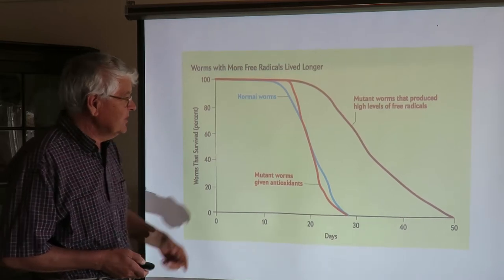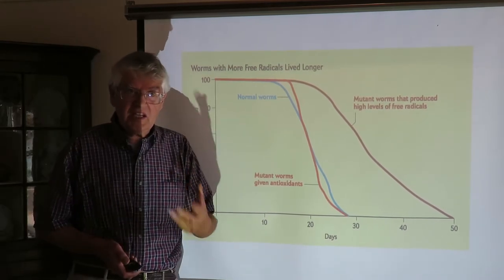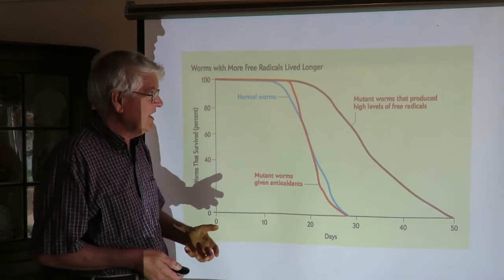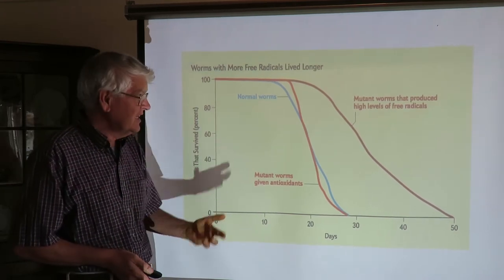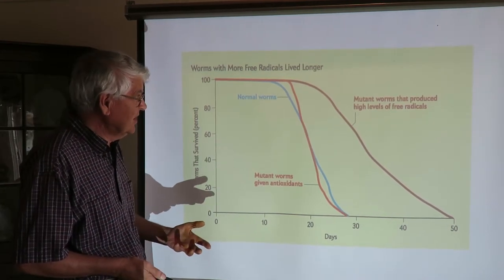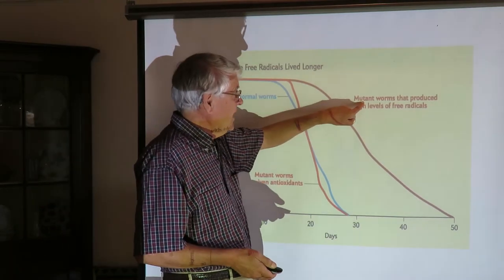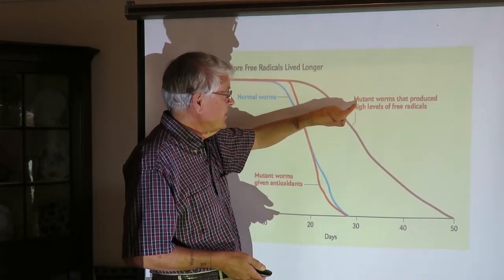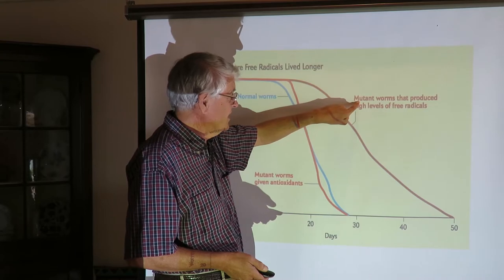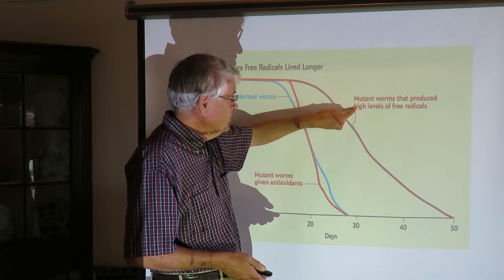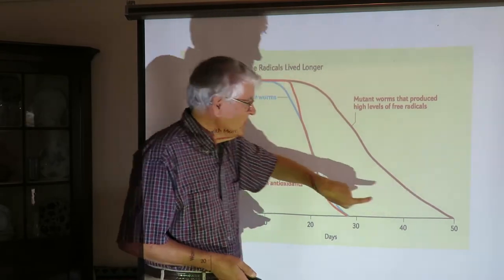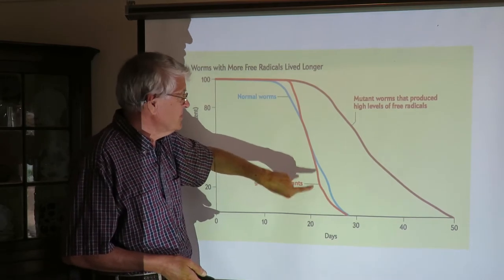Well, what would happen if you used these antioxidants? You added a lot of antioxidants to the food. The antioxidants should be a good thing, right? Well, if you have these mutant worms and you feed them high levels of antioxidants, in fact, you wipe out this effect of increasing longevity.